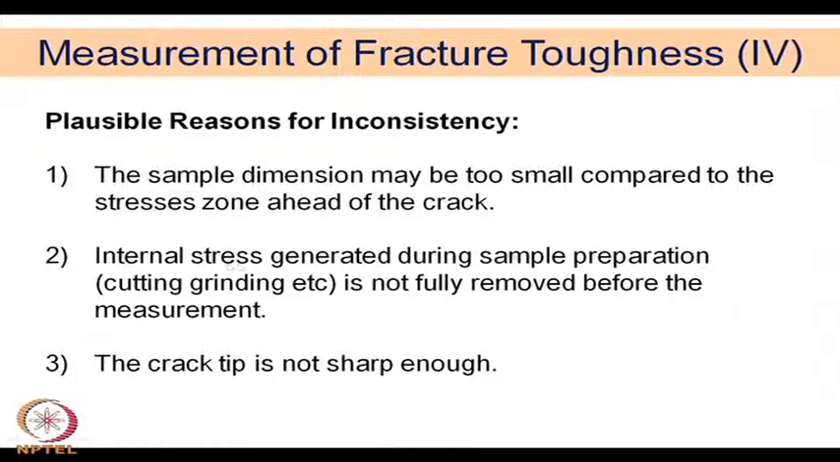So, this is another precaution one has to take, and the third precaution is that the crack tip is not sharp enough. Well, it has to be sharp, at the same time not too sharp. So, there is again optimization required, how to generate a crack and how to generate the notch which you have created. If it is too sharp, naturally it will give a very low fracture toughness. If it is too blunt, it will give you a very high fracture toughness.